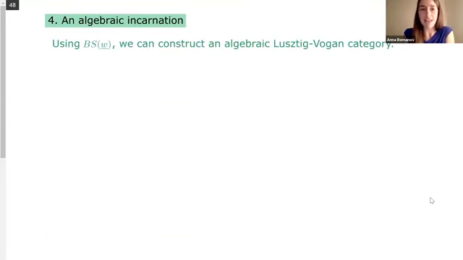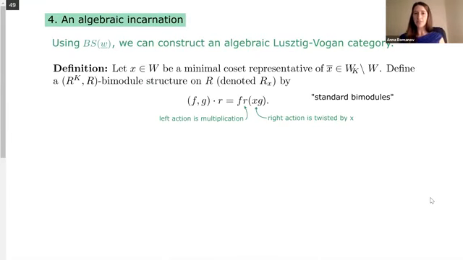So we can try to play the same game using the pieces that we have so far of the Lusztig-Vogan category. We can construct an algebraic version as follows. Our first step is that we want some collection of generating objects. And these we're going to build from minimal coset representatives in the quotient of this Weyl group by the reflection subgroup. For every one of these minimal coset representatives, we can build an R^K-R bimodule by just taking R as a vector space and then giving it a left R^K action just by left multiplication and a right R action, which is twisted by our chosen element of the Weyl group. And these are so-called standard bimodules.